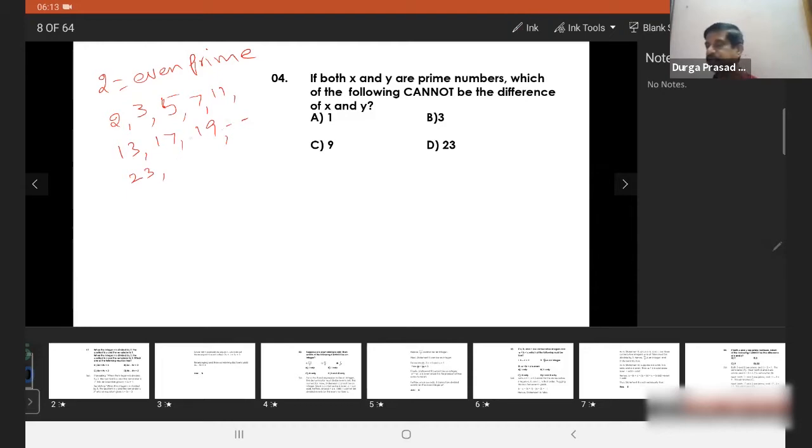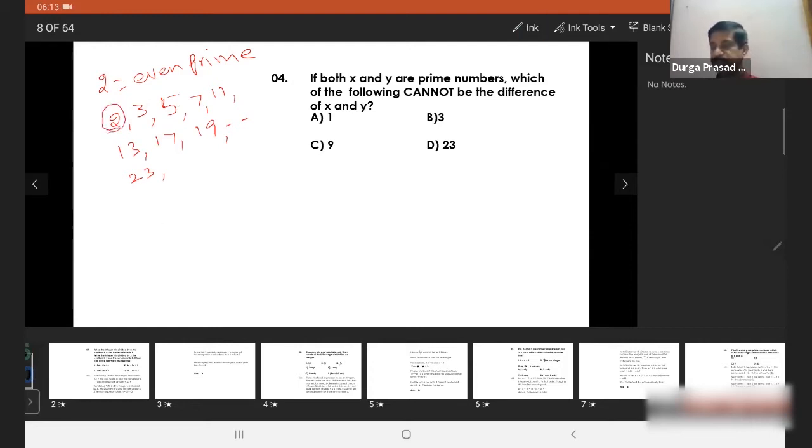See, this is an odd number. How to identify? This is also important. All these are odd numbers, correct? Now, if the difference of two numbers is odd, one number is odd and the other number is even. Then only you'll get odd minus even is odd. If both are odd, odd minus odd is what? Even. So therefore, we should always keep 2 in the loop.